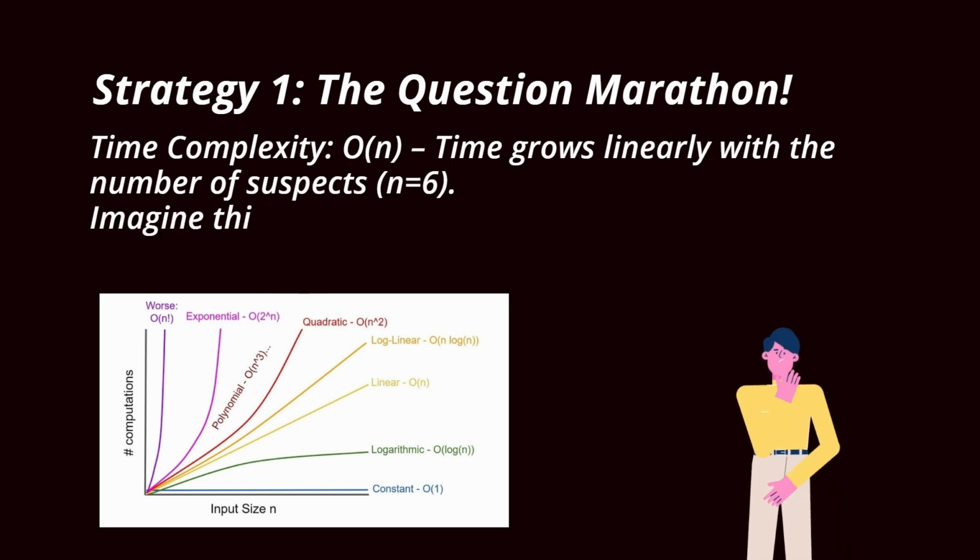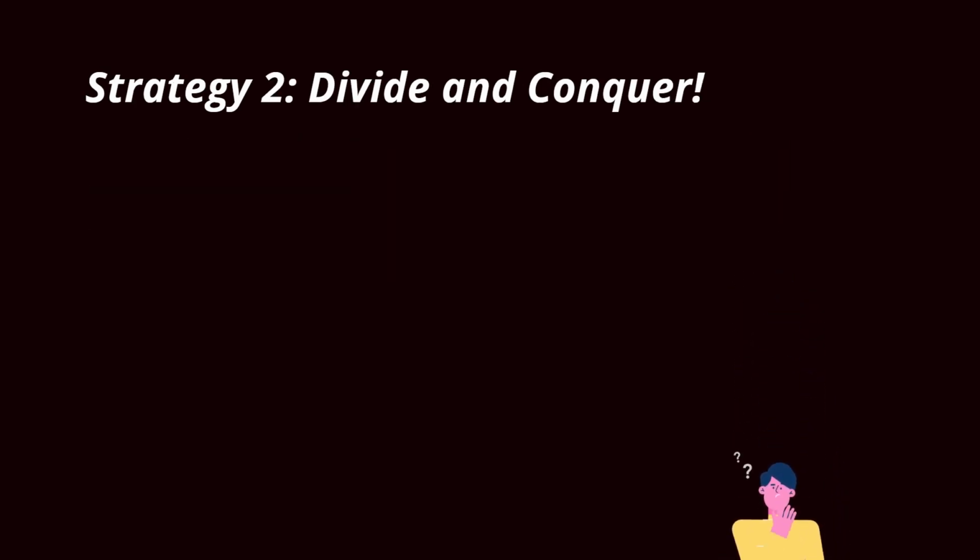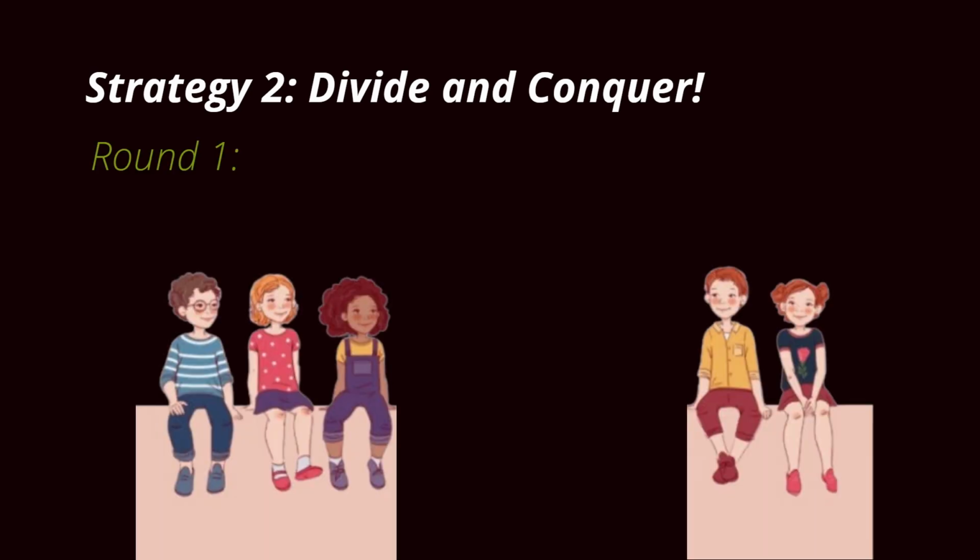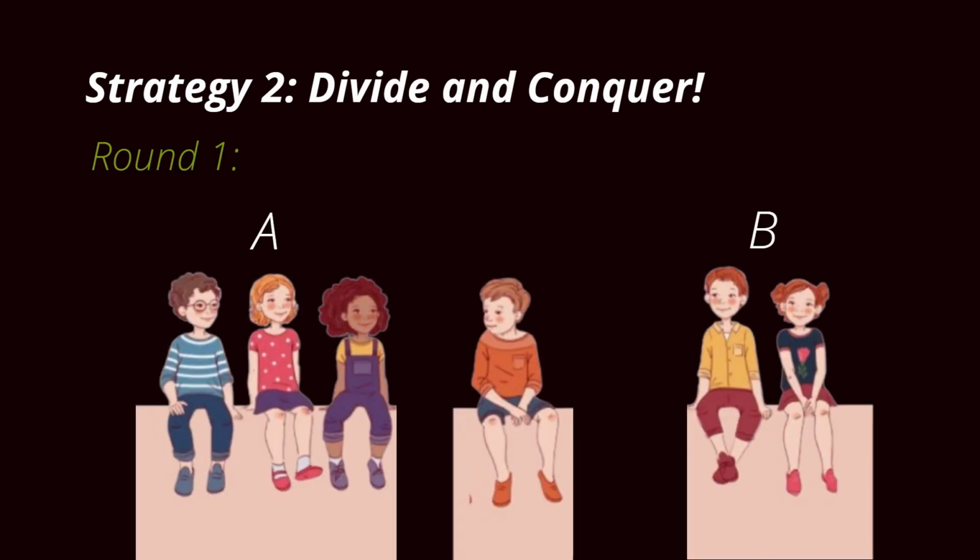Imagine this with 100 friends. Yikes! Strategy 2, divide and conquer. Round 1. Mac splits friends into Group A, 3, and Group B, 2. Rick says, Group B has it. 10 minutes.